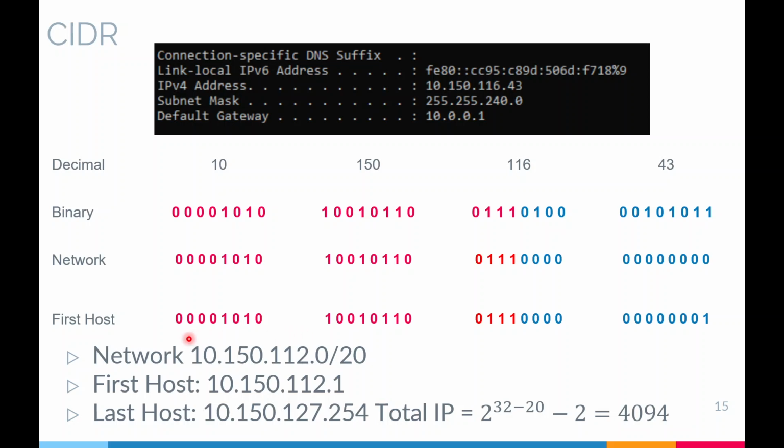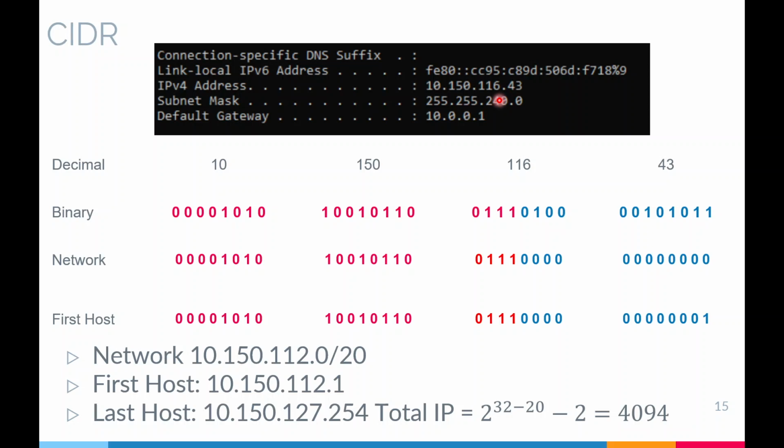So in this manner, you can find out the first host, last host, the network, and the broadcast address. Now, if you closely observe this table, you can see that you don't even need to calculate the first two octets. They remain as is, right? 10.150. So everywhere you can see 10.150. The only place where you need to do binary conversion is the octet where you see it's not 255. So here you realize that it's 240.